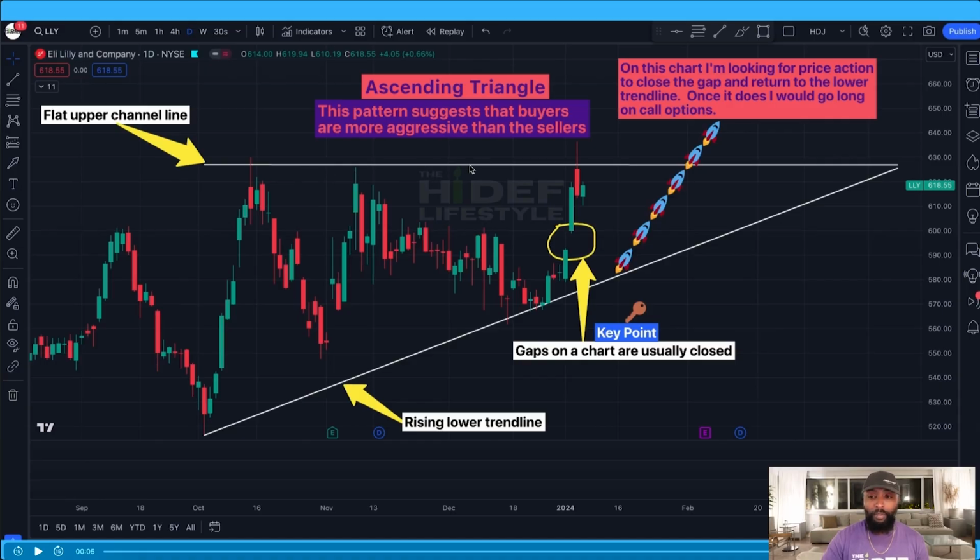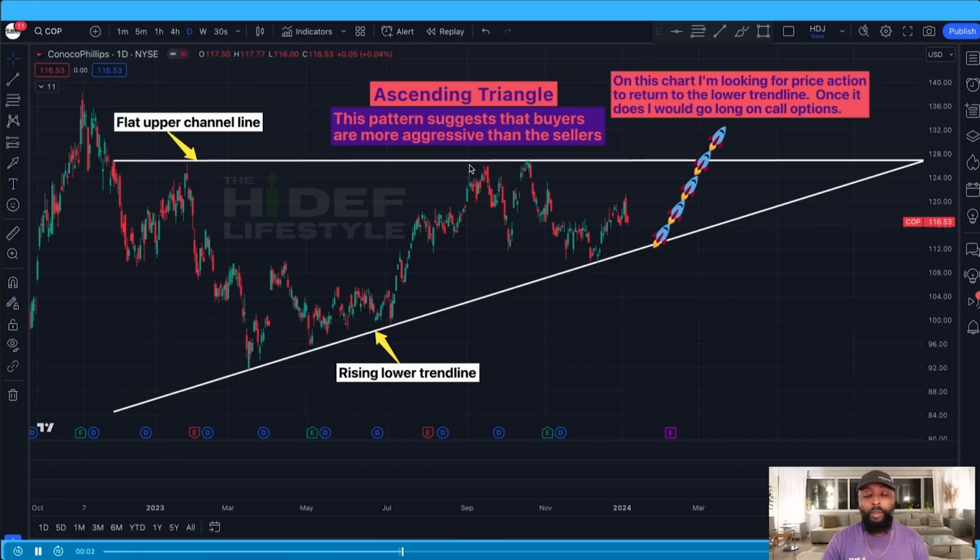All right, so moving right along, another example of the ascending triangle, you have the rising lower trend line right here, and you have multiple touches. So this is why I prefer to play calls when the price touches the lower trend line, because every time it touched, the price went up nicely. And again, I'm looking for things to eventually break through this upper channel line. All right, so this is the chart, this is ConocoPhillips. This is the daily chart.